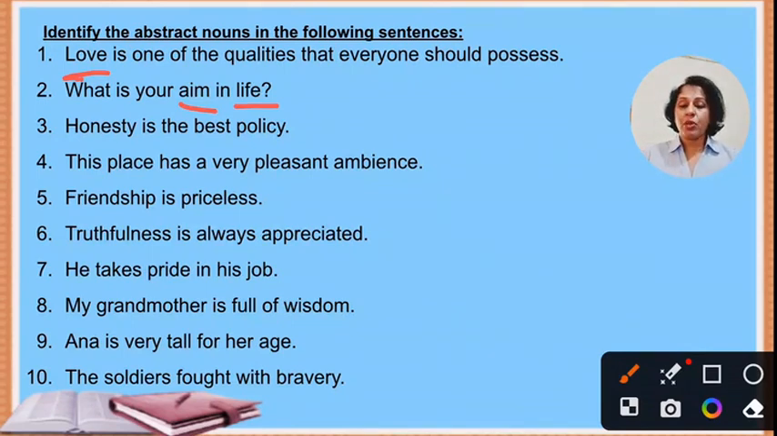Honesty is the best policy. The word honesty is an abstract noun. We cannot experience it with any of our five sense organs. We can feel it. This place has a very pleasant ambience.